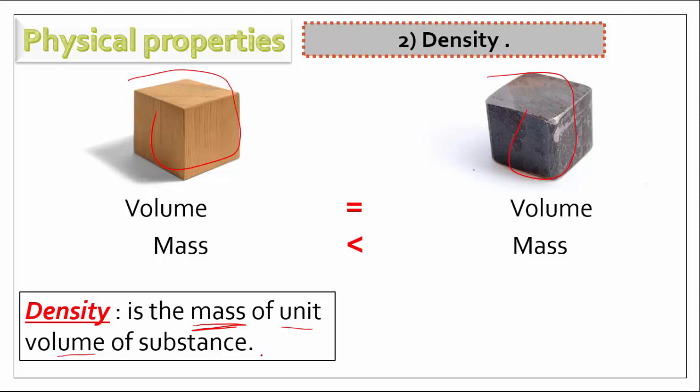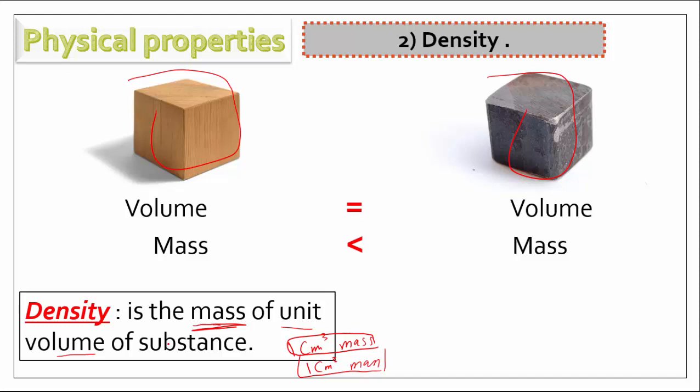What does it mean, teacher? It means that if I have 1 centimeter cubic of iron and I get its mass, now it is the density of the iron. If I have 1 centimeter cubic of wood and I get its mass, now I have the density of the wood. So the mass of unit volume is the density. From the definition of density, we can conclude the mathematical law by which we can calculate the density of any matter.